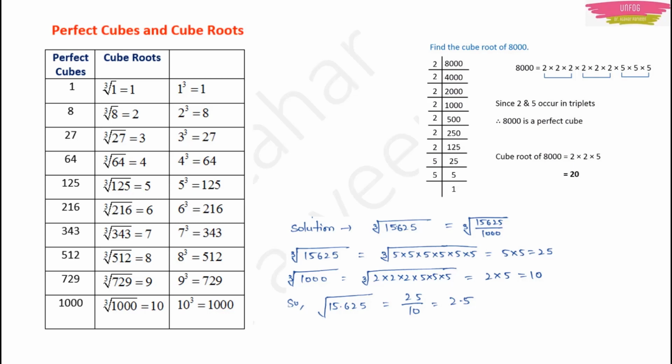Then I will see the cube root. I will remove those. See, 5 is there 6 times, right? So the cube root will become 5 into 5. Here 2 cube is there and 5 cube is there. So I will remove the cube root with the cube. I will have 2 into 5. So 25 and 10 I have. Now I will divide this 25 by 10. I will get 2.5. This will be the solution for the cube root of 15.625.